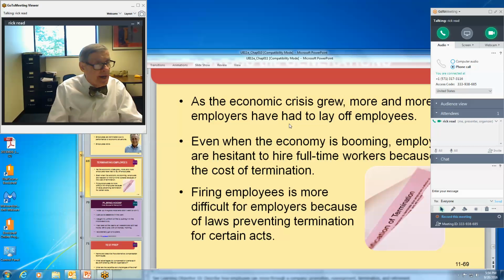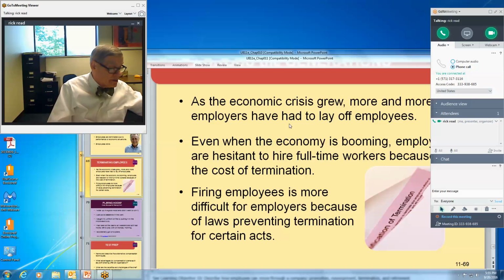And that is, the text says that the job enrichment concept is based on Herzberg's motivating factors. What similarities do you see between Herzberg's motivating factors and job enrichment, and why? What dissimilarities do you see between Herzberg's motivating factors and job enrichment, and why?